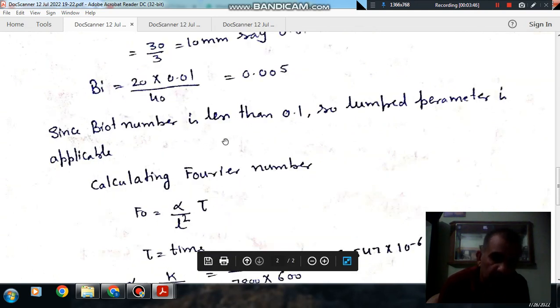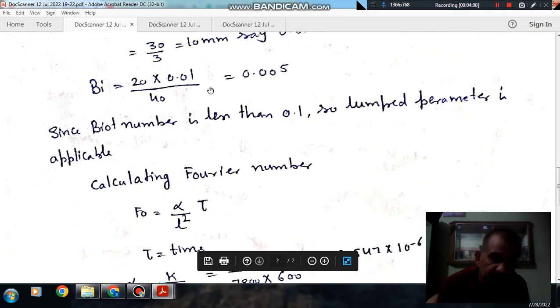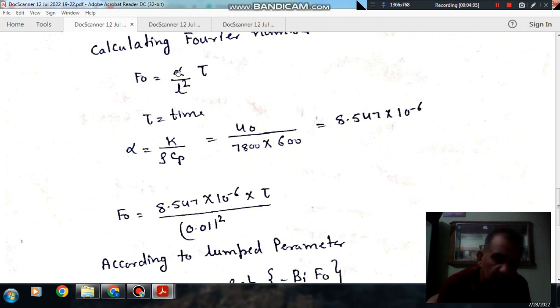To apply the lumped parameter method, we need another number, that is the Fourier number. The Fourier number is Fo equal to alpha by L square into tau, where alpha is thermal diffusivity, tau is time, and L is again the characteristic length that we have found out as 0.01 meter. Now we have to find out alpha. Alpha is thermal diffusivity, and it is k by rho Cp. K is conductivity, rho is density, and Cp is given. So it is here 8.47 into 10 to the power minus 6.